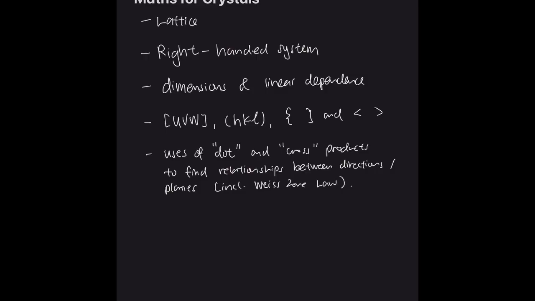So before we begin to cover what crystals are and what the different structures as well as properties of crystals are, I think it's very important to cover a bit of mathematics first. So in this video, I'll be introducing to you what lattices are and what we call a right-hand system, and how dimensions and linear dependence work, as well as some notations that we use to define positions, directions, as well as space inside crystal system.